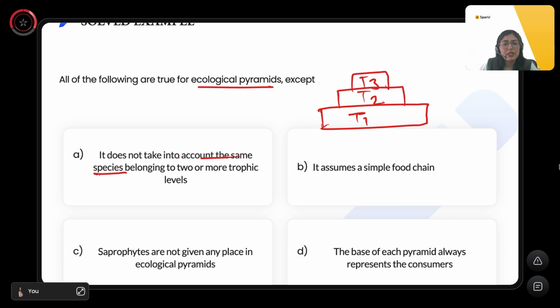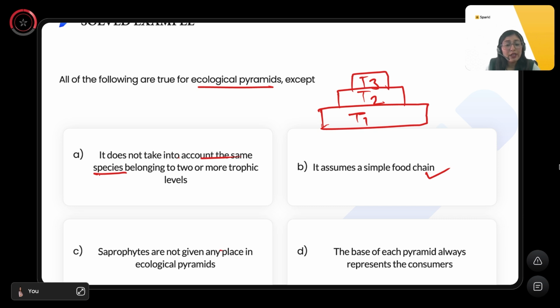Second option says it assumes a simple food chain. So this is also a correct statement regarding ecological pyramid. It believes that okay, food web का concept वो consider नहीं करते. It assumes that there's a simple food chain going on from T1 trophic level to T4, T5 trophic levels. Okay, let us look at option number C.